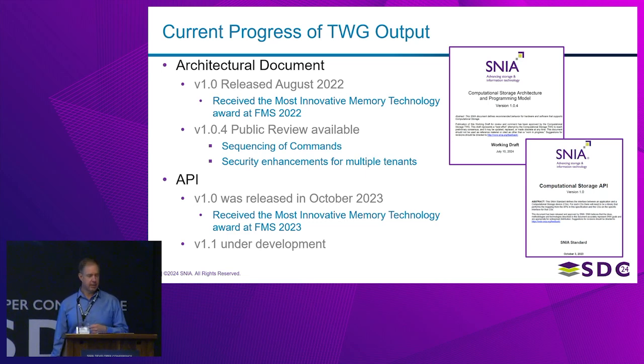From the API perspective, there's a version 1.0 that was released almost a year ago in October of 2023. And it received the Most Innovative Memory Technology Award at FMS last year as well. We're working on a version 1.1, and again, we'll cover the details of what that looks like in an upcoming slide.